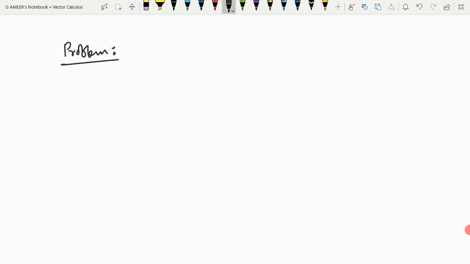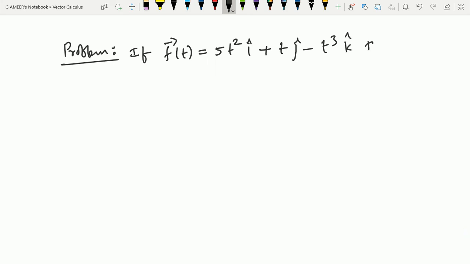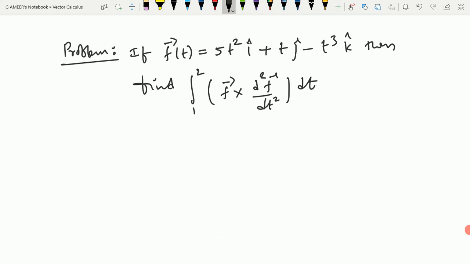Another problem as follows. If f of t is a vector, f of t is equal to 5t square i plus t j minus t cube k, then find the integration from 1 to 2 of f cross d square f by dt square. Okay, so this we need to solve.